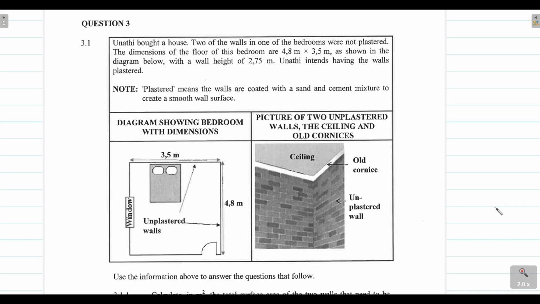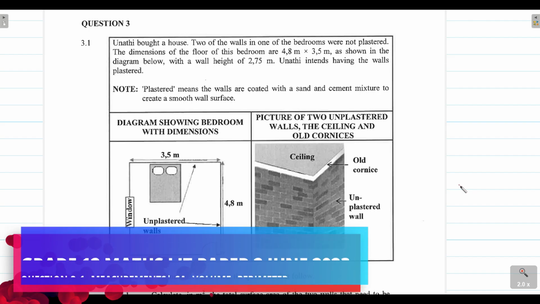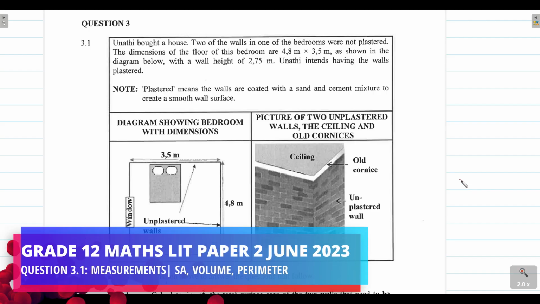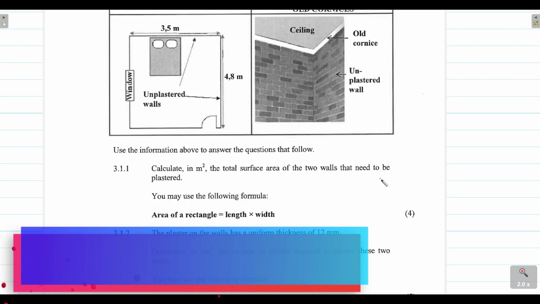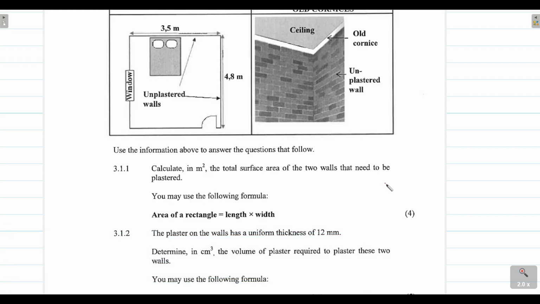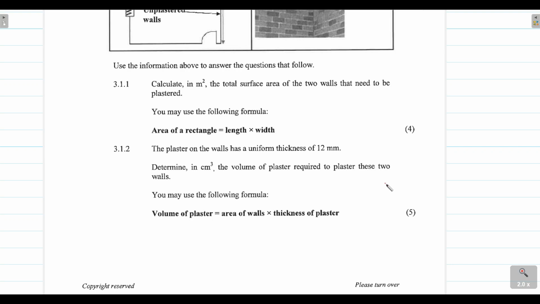So on today's video tutorial guys, we are going to be tackling question 3.1 from the grade 12 mathematical literacy paper 2 that was written in June 2023. And question 3.1 deals with measurement, right? We are going to be calculating surface area. We are going to be calculating the volume of the plaster that needs to be applied to this wall.